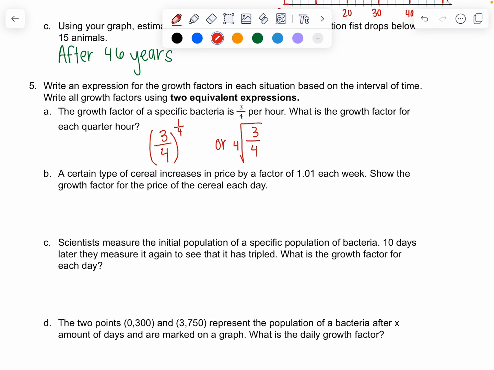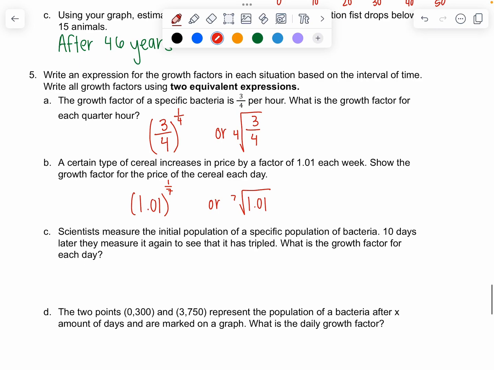Okay, so B, a certain type of cereal increases in price by a factor of 1.01 each week. Show the growth factor for the price of the cereal each day. There are 7 days in a week. So we're going to take 1.01, take that to the 1/7. That'll be the daily factor, or the 7th root of 1.01.